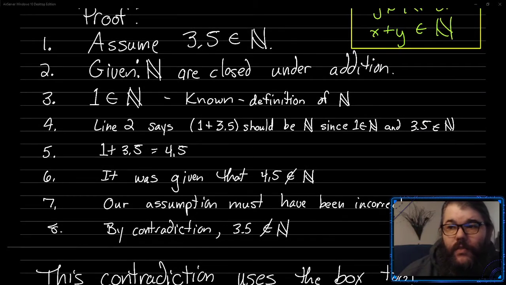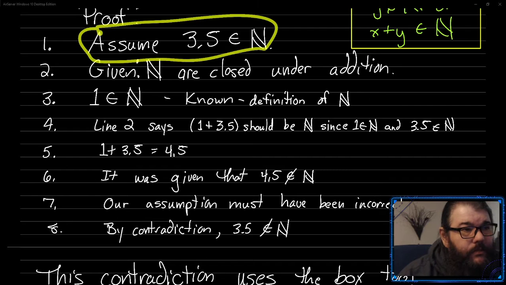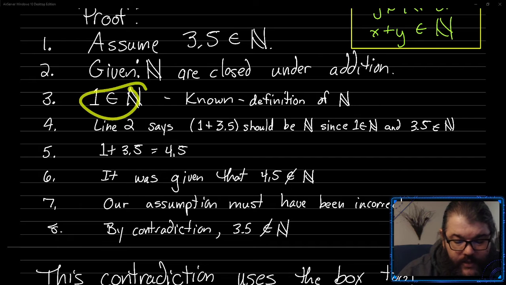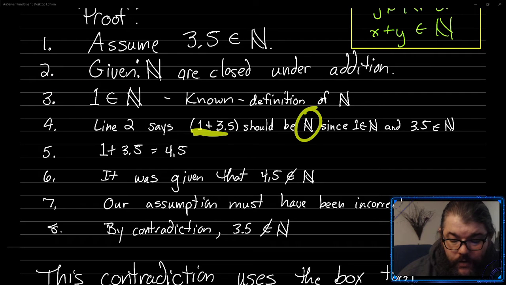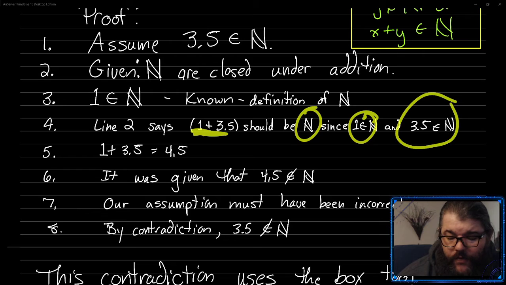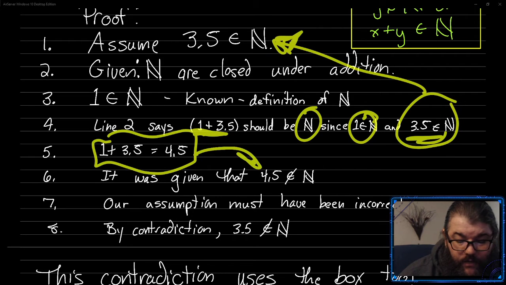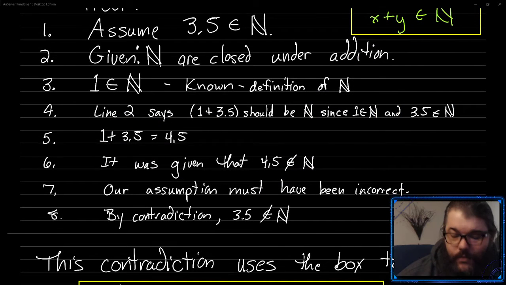We're going to assume that 3.5 is a natural number. That's our assumption. We know that natural numbers are closed under addition. We know that 1 is a natural number from the definition of natural numbers. Line number 2 up here says that 1 plus 3.5 should be natural, since 1 is a natural number and 3.5 is a natural number, because we don't know about 3.5, but we assumed something here. 1 plus 3.5 is 4.5, which was given as not a natural number. So our assumption must have been incorrect. Our assumption that 3.5 was natural is the only thing here that could have gone wrong.